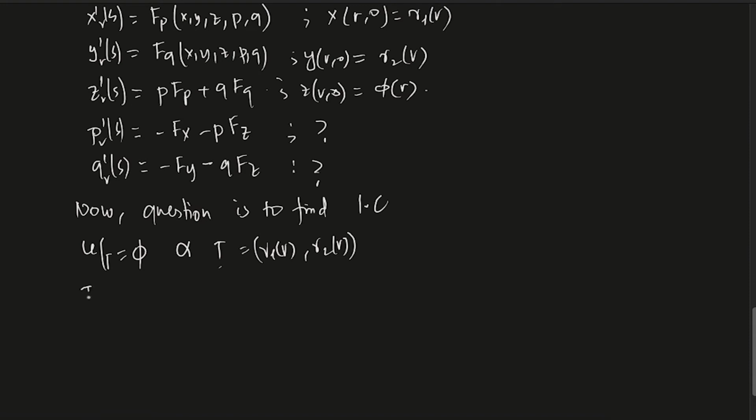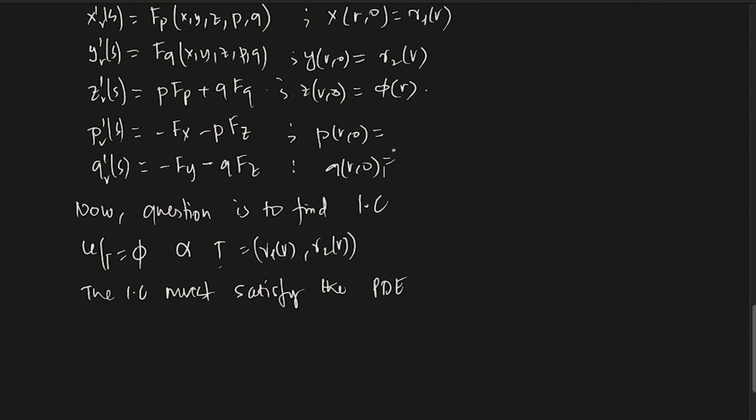So the new initial conditions, P and Q, the initial condition on this must satisfy the PDE, right? That is obviously the case. So essentially, I am looking for what is P at the point R0 and what is Q at the point R0. These are the two things which we want to find. So if this satisfies the PDE, what do we have?